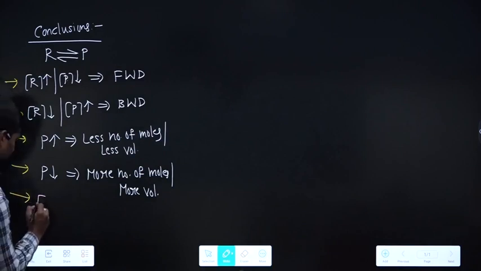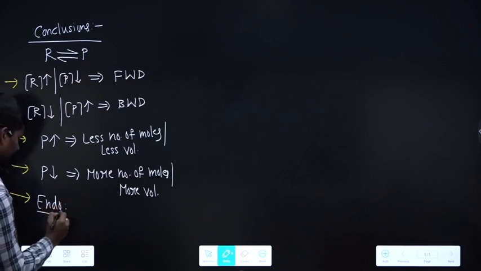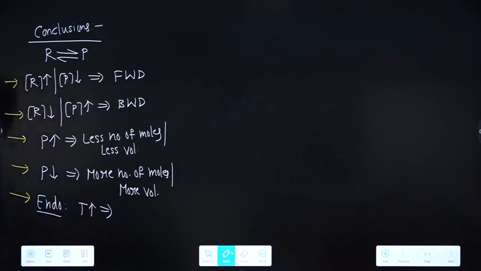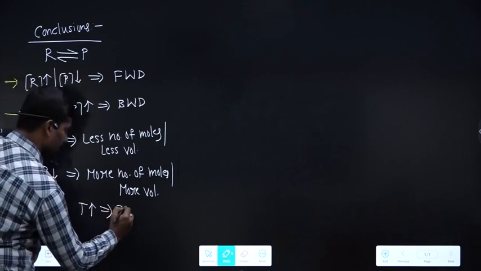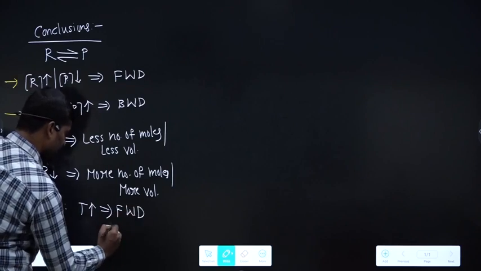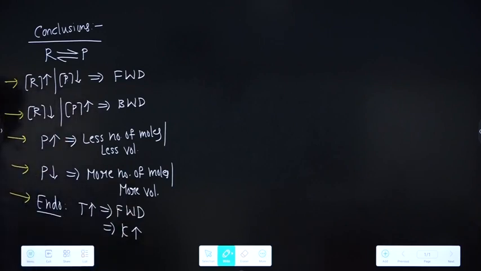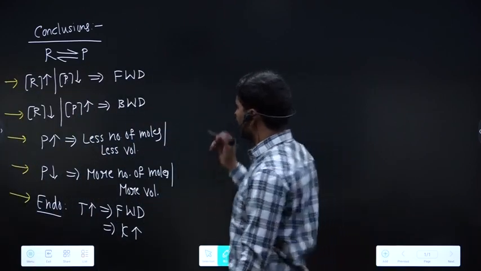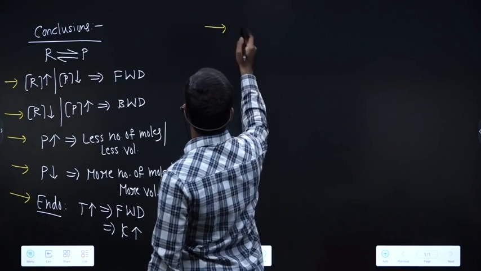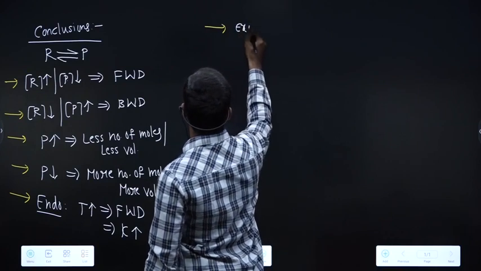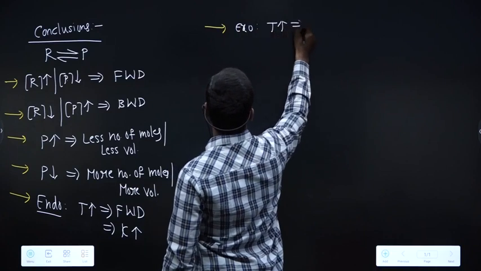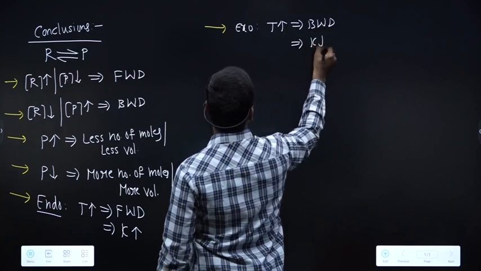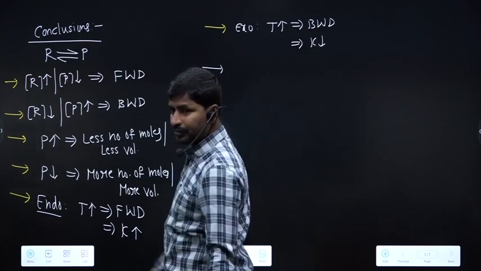Next, endothermic reaction. If you take an endothermic reaction, as temperature increases, it proceeds in the forward direction, and the K value increases. Next, for an exothermic reaction, as temperature increases, it proceeds in the backward direction. K value decreases.